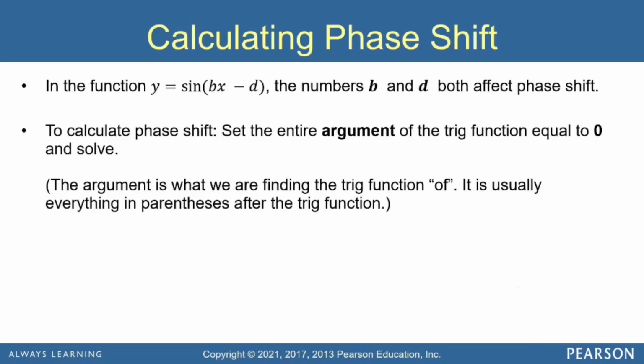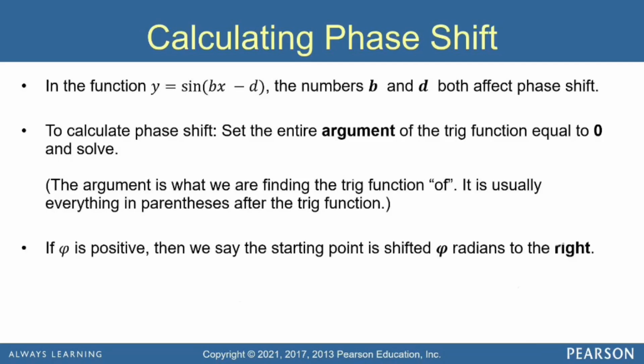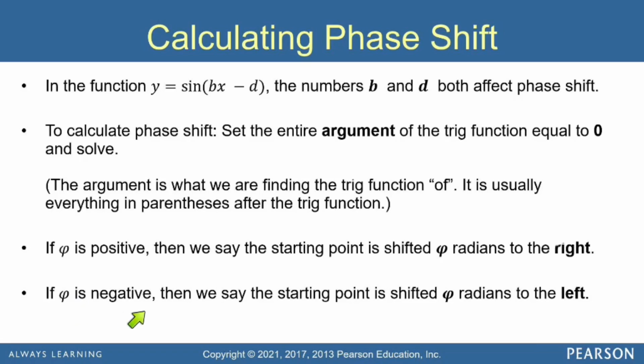So basically you can think of it as you're going to set everything in parentheses equal to 0 and solve that equation for x. Whatever you get for x will be your phi, or your phase shift. So when phi comes out positive, we can say that the starting point is shifted phi radians to the right. And when phi comes out negative, then we can say that the starting point is shifted phi radians to the left.